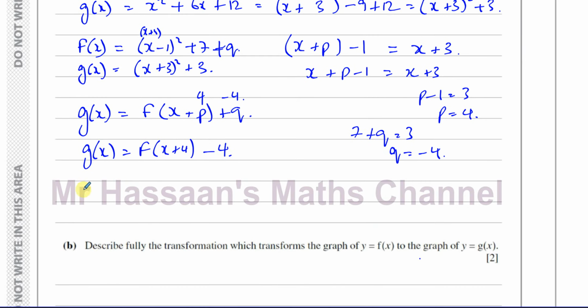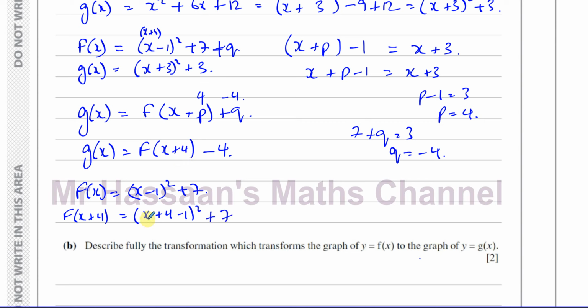If I take function f of x, which we know is x minus 1 squared plus 7, and carry out this operation to f of x, if I first of all replace the x with x plus 4, then I'll have x plus 4 minus 1 squared, and then I've got to take away 4 from the whole function.